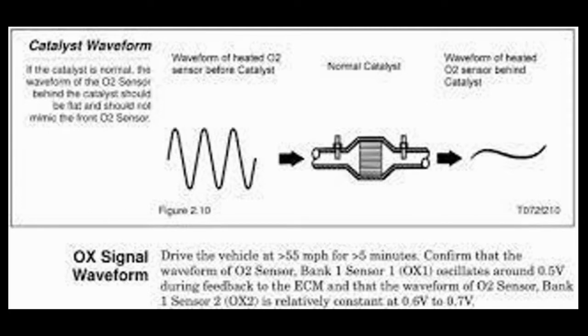And then after it goes through the cat, you have your downstream O2 sensor, your sensor 2. You'll notice the signal becomes very lazy, and it's going to be averaging about 0.6 to 0.7 volts. This indicates that your cat is working properly. And this is the kind of example you want to find.